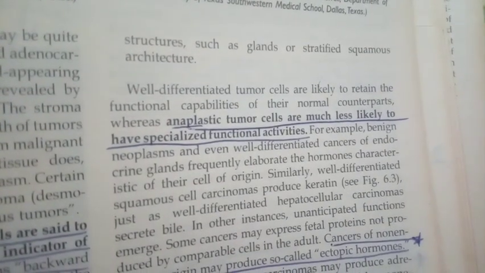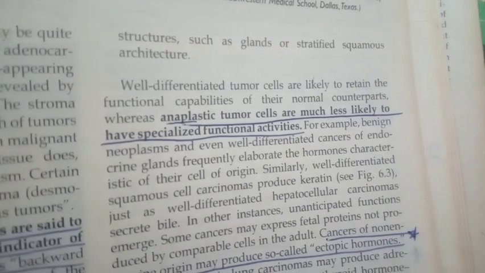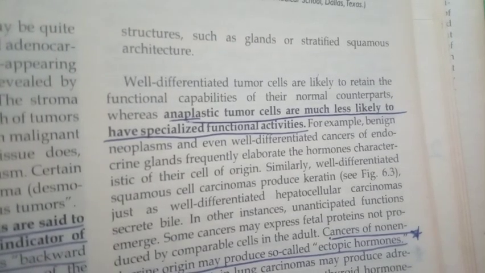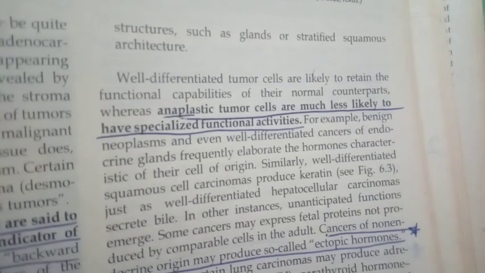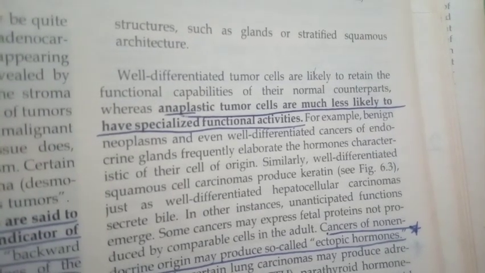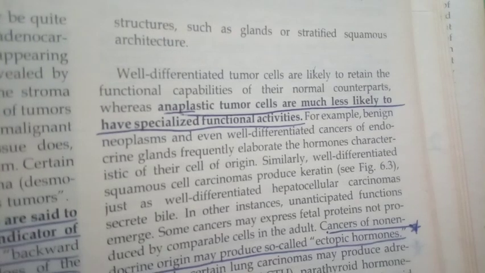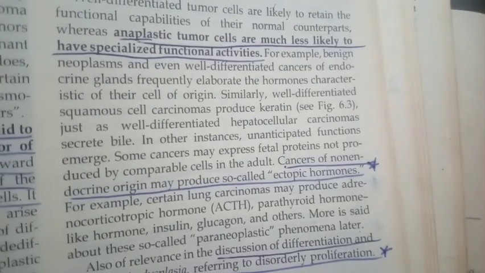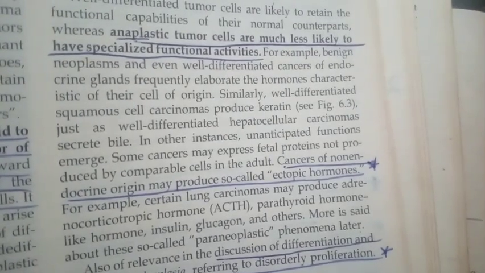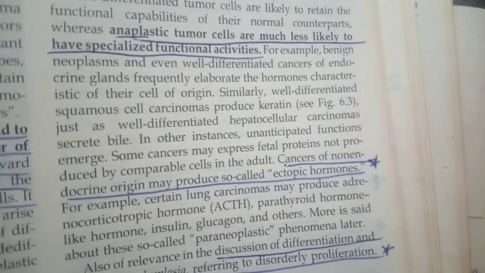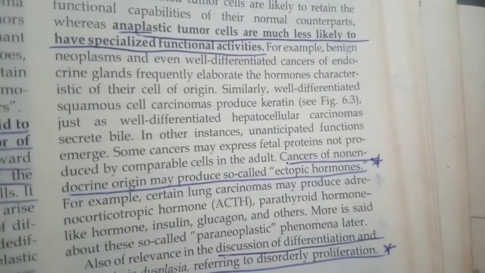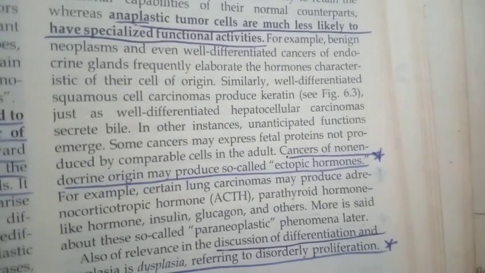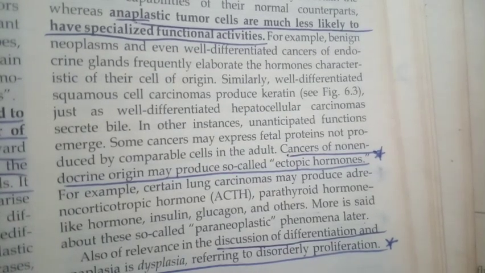Well-differentiated tumors are likely to retain the functional capabilities of their normal counterparts, whereas anaplastic tumor cells are much less likely to have specialized functional activities. For example, benign neoplasms and even well-differentiated cancers of the endocrine glands frequently elaborate the hormones characteristic of their cells of origin. Similarly, well-differentiated squamous cell carcinoma produces keratin, and hepatocellular carcinoma secretes bile. In other instances, unanticipated functions emerge.